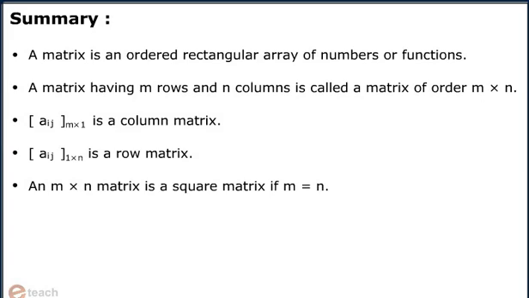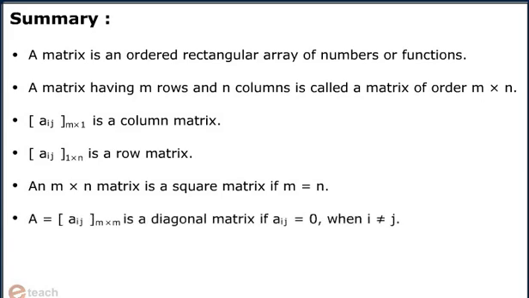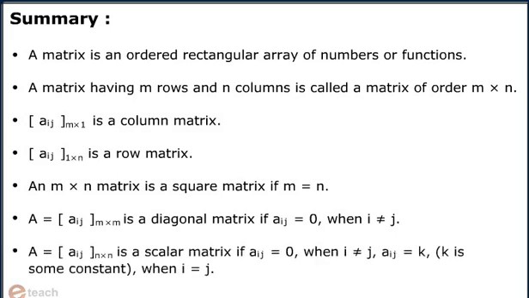An m × n matrix is a square matrix if m is equal to n. A = [aij] m × m is a diagonal matrix if aij equals 0 when i is not equal to j. A = [aij] n × n is a scalar matrix if aij is equal to 0 when i is not equal to j, and aij is equal to k, where k is some constant, when i is equal to j.